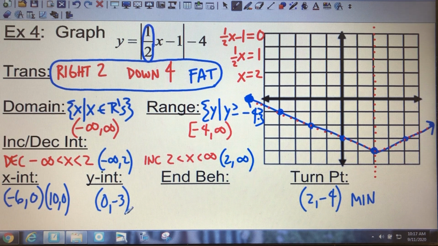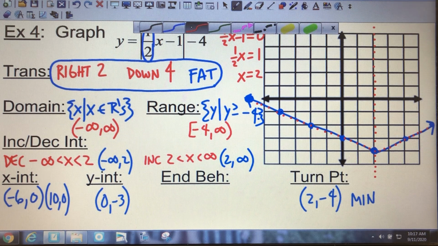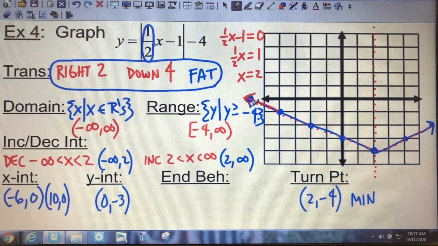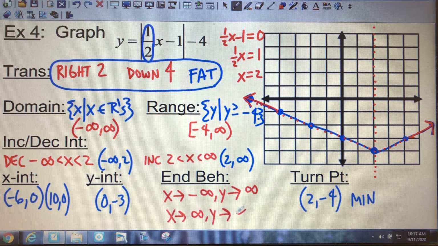All right, and then end behavior. So as we go to the left, what's happening? x is getting smaller, so it approaches -infinity. y is getting bigger, so it approaches positive infinity. That's your left-hand end behavior. Right-hand end behavior. x is getting bigger, it approaches positive infinity. y is getting bigger, y approaches positive infinity.